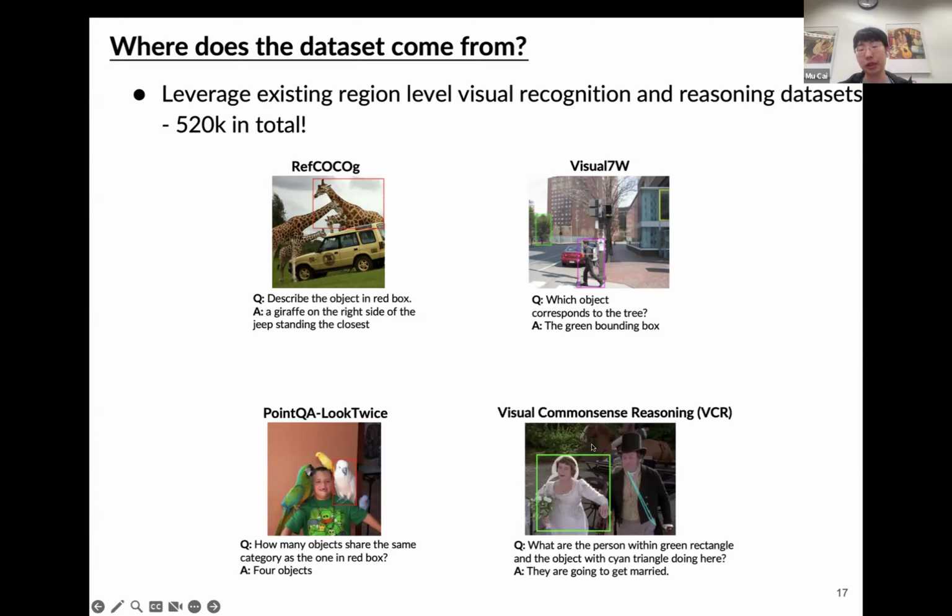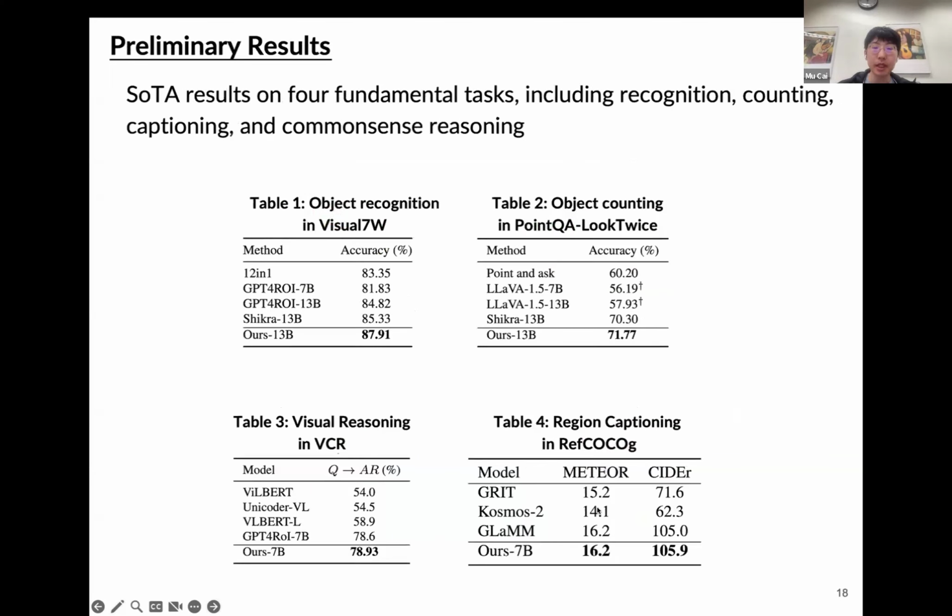And finally, I have advanced visual reasoning tasks, where the model needs to understand the relationship between multiple referred objects and make a decision or make a description about their activity. And how well does our model perform?